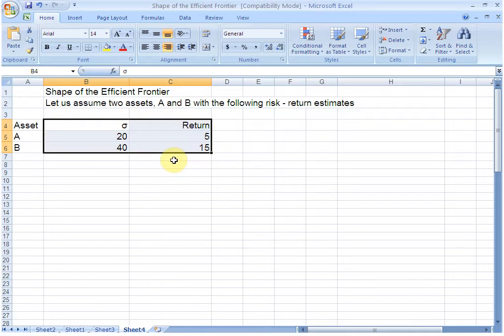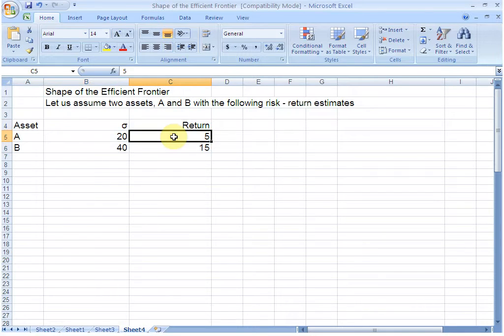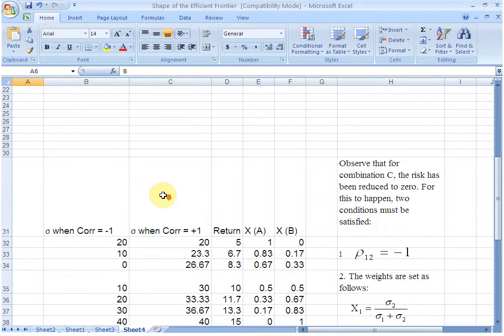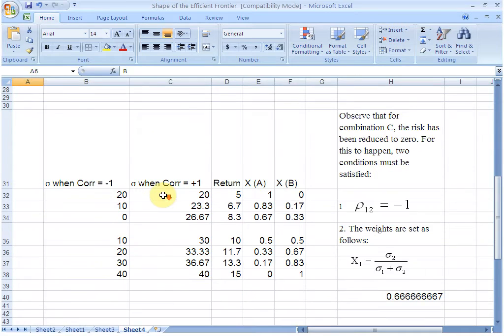We have various choices. We can choose to invest our entire money in asset A and be willing to earn a 5% return along with a risk of 20%, or we can choose to invest the entire set of money in asset B and be willing to accept a return of 15% along with a risk of 40%. The other choice, and probably a wiser choice, would be to hold both these assets in various portfolio combinations, and as I scroll down, I'm going to show those portfolio combinations to you in these two columns here.